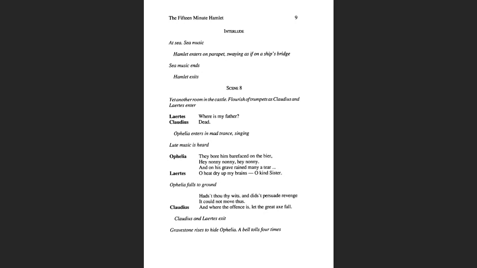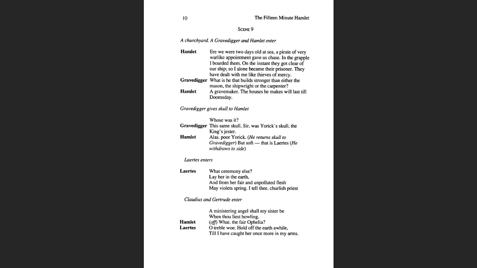And then Laertes says, Hast thou thy wits and didst persuade revenge, it could not move thus. And Claudius says, And where the offense is, let the great axe fall. Claudius and Laertes exit. A gravestone rises to hide Ophelia. A bell tolls 4 times. Now we're in a churchyard. The gravedigger and Hamlet enter.